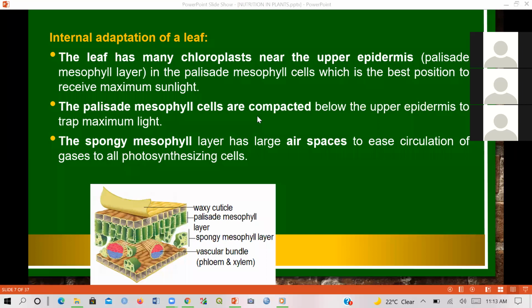Many chloroplasts to maximize on absorption of sunlight energy. Then the location of the Palisade cells on the upper side, so as to expose the chloroplasts to sunlight energy for maximum absorption. Then the third one is the one that is below.